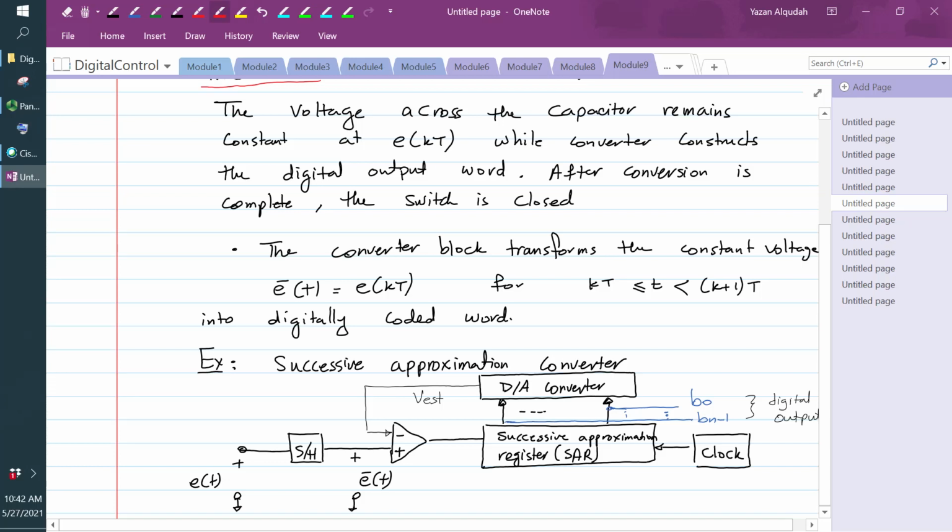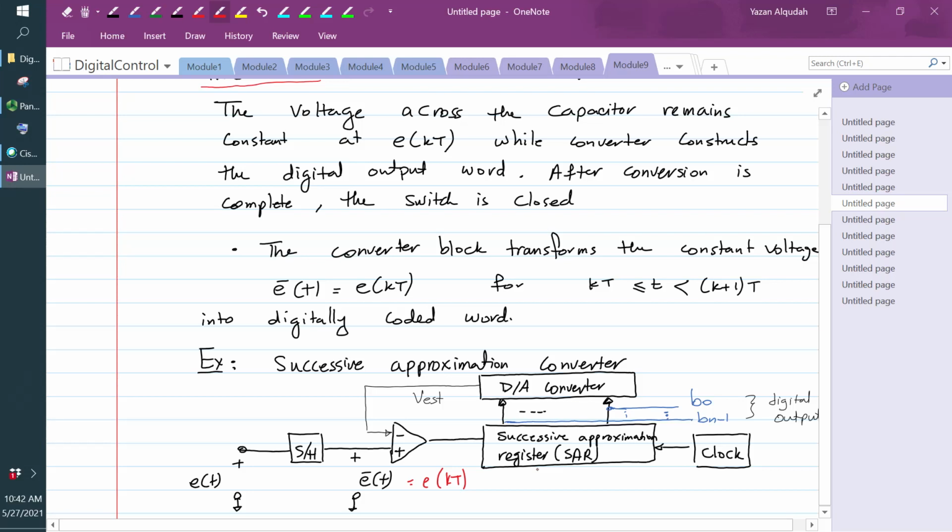So let's see how this works. At time t equal to kT, the sample and hold is going to sample and hold the value of E of t, so that E bar of t is going to equal Ek multiplied by t.